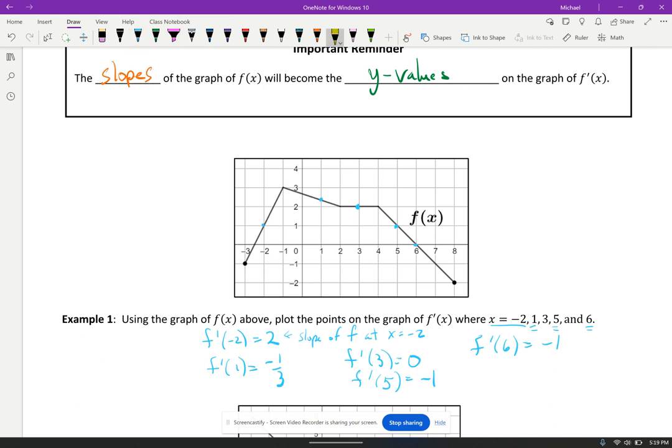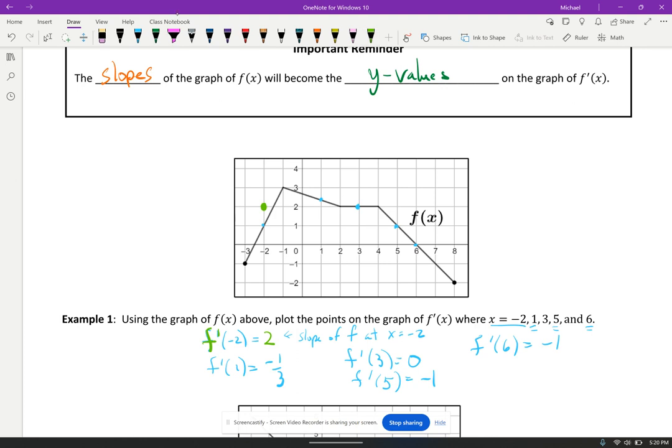But now let's go back and do these values. I'm going to change the color here so that we can maybe get a better understanding. If I change the color, so f prime of -2, we said was +2. So when x equals -2, the slope should be right here.